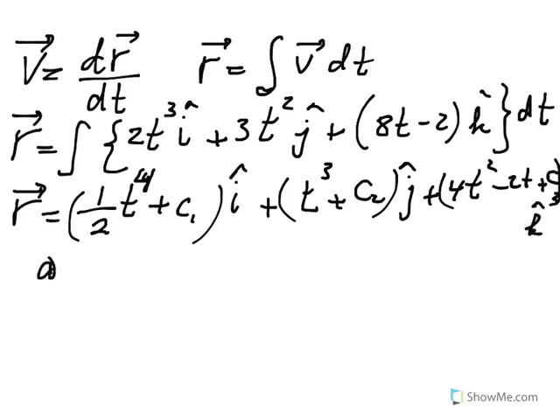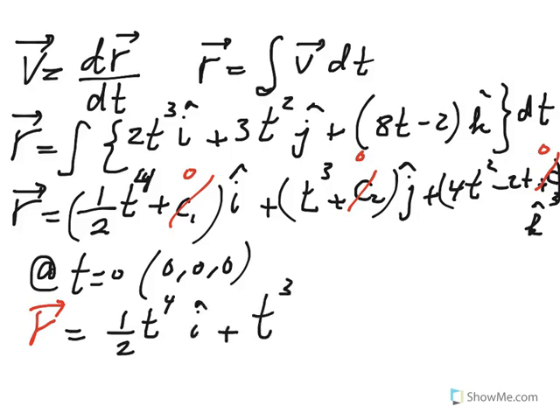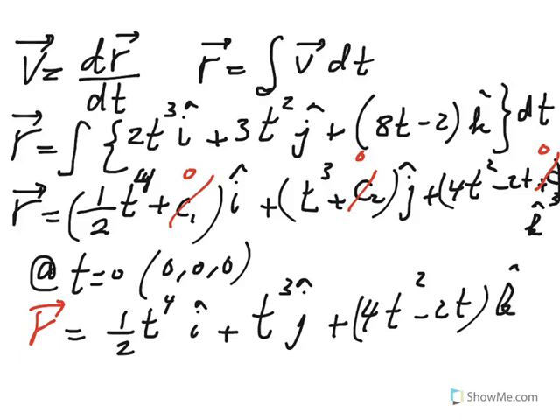But since at t equals 0, our x, y, and z positions are 0, then c1 is going to be 0, c2 is going to be 0, and similarly c3 is going to be 0. Therefore our position vector r becomes just 1/2 t to the power 4 i, t cubed j, and finally 4t squared minus 2t k. So this is the position vector r as a function of time.